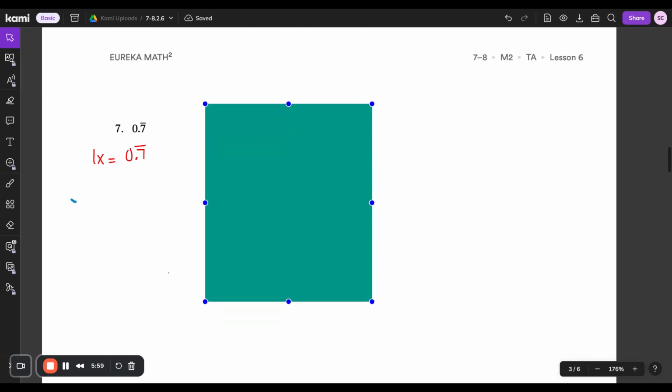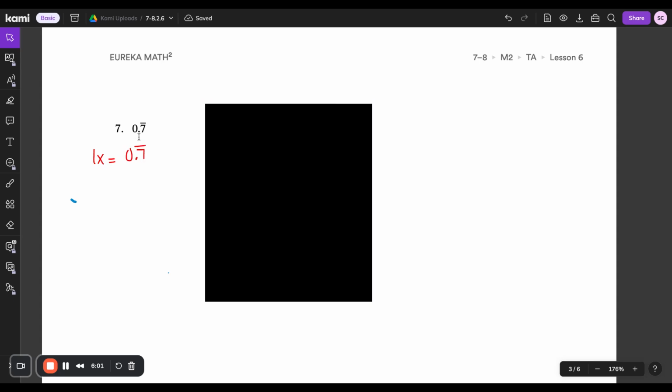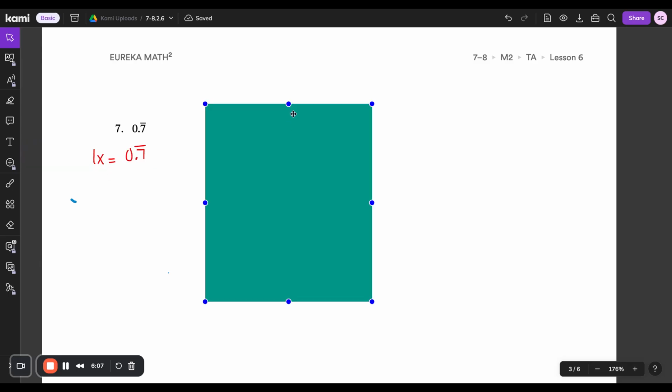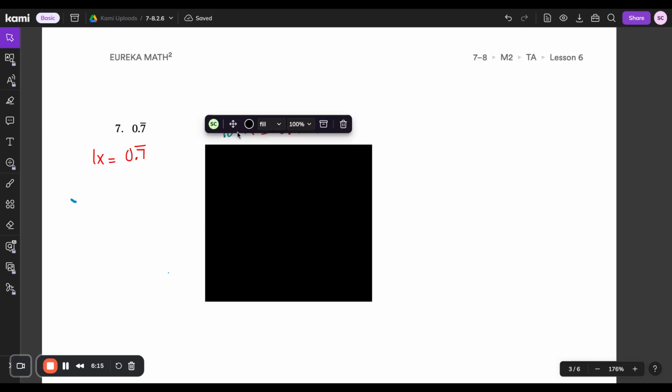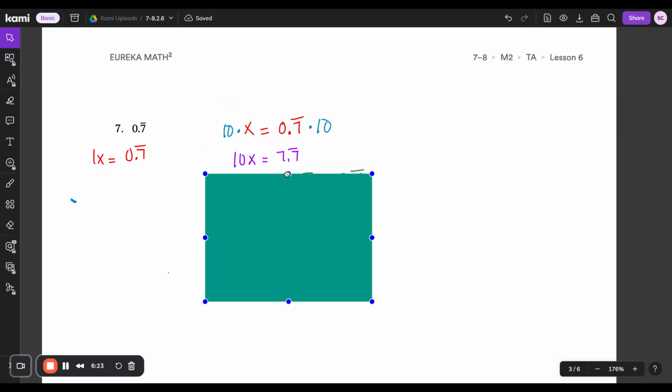Going on to our next one, for number 7, we have 0 and 7/10 repeating. So we are going to set our 1x to be equal to 0 and 7/10 repeating. This is another one that is in the 10ths place, so we are going to multiply both sides by 10. We have 10 times x and 0 and 7/10 repeating times 10.